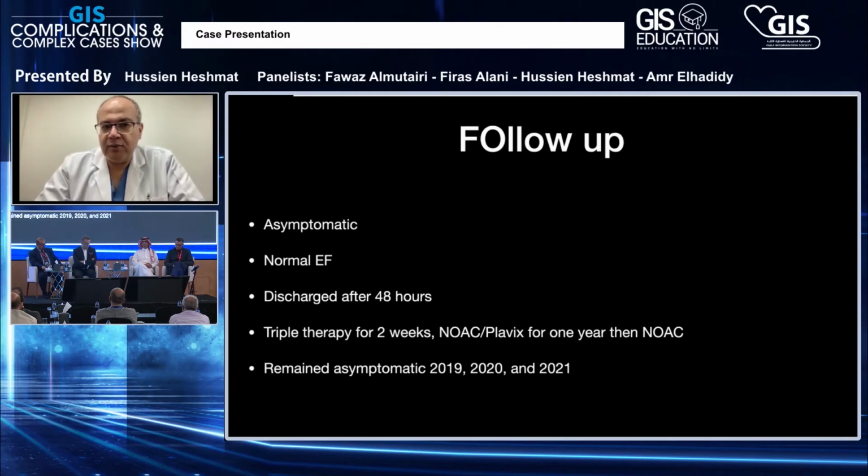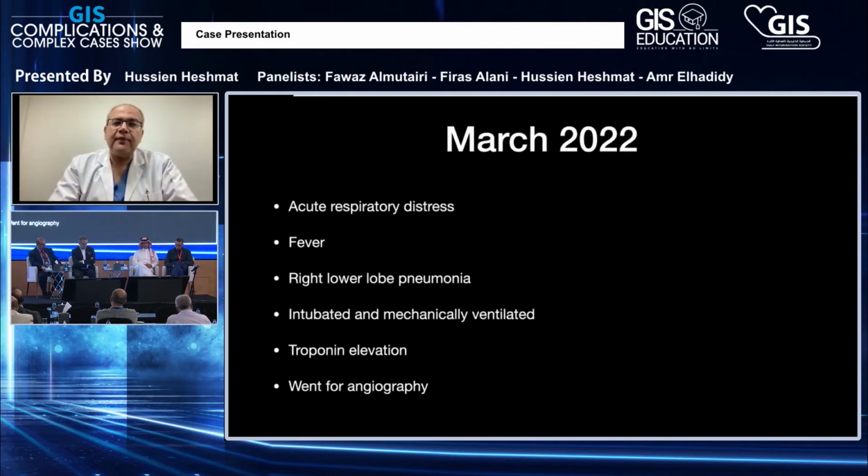Maybe her atrial fibrillation was an advantage, so we were aggressive in anticoagulating her on a NOAC and Plavix for a year, then continued only on NOAC. The patient remained asymptomatic all through 2019, 20, and 21, until she came back, just a couple of weeks ago, this month. And she came with a different complaint.